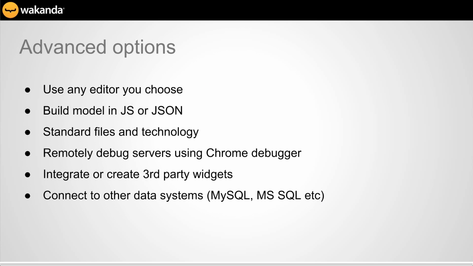So you have advanced options. Again, I said you can use whatever editor you choose. You can build a model in JSON or JavaScript. It's all standards, so the files are HTML, CSS, JavaScript. You can remotely debug. I didn't even really show you, we have a built-in debugger in Studio. You can use the Chrome debugger. There's a lot of options for helping you debug your code and understand what's going on. You can integrate third-party widget sets generally quite easily, and you can connect to other data systems. Like I said, we have connectors for various other databases, and more will be coming as time passes.